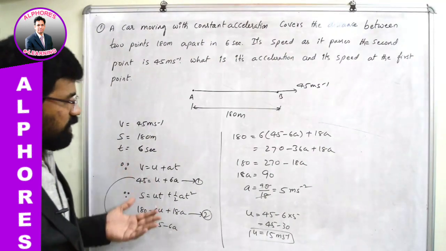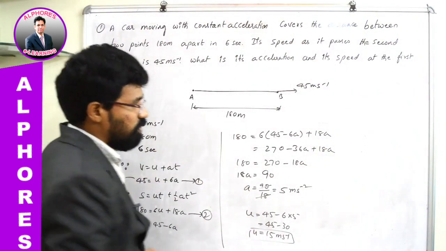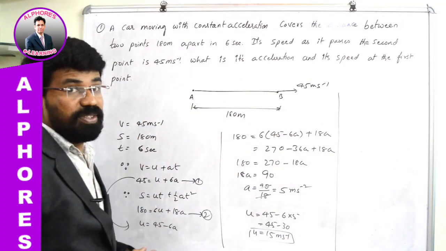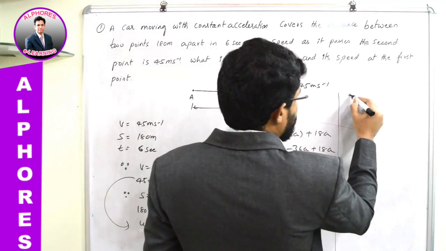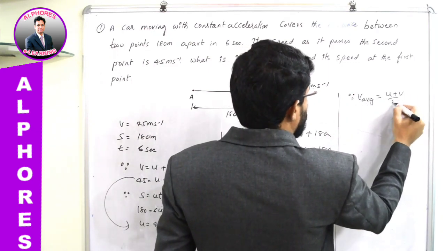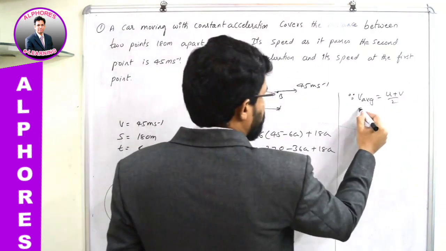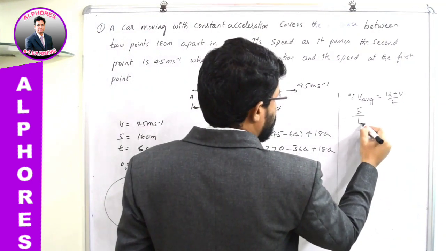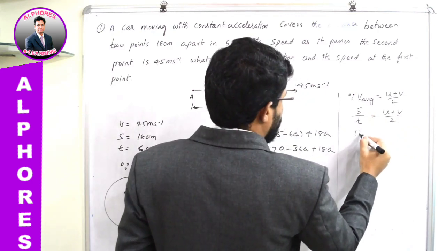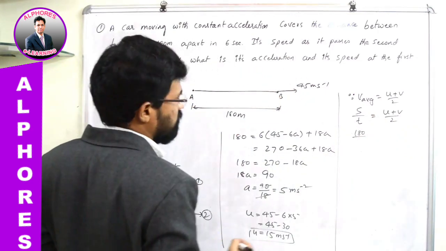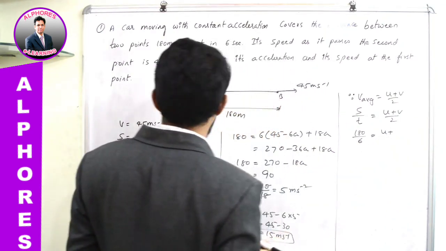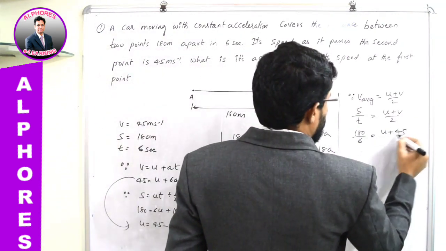Let us try to solve the same question in the other possible way. Here, the total distance of separation between the 2 points is given. How much is that? 180 meter. Since v average is equal to u plus v by 2, and here v average can be written as total distance by time. Total distance is how much? 180, and the t is 6 seconds, right? 180 by 6 is equal to u plus final velocity, given as 45, by 2.